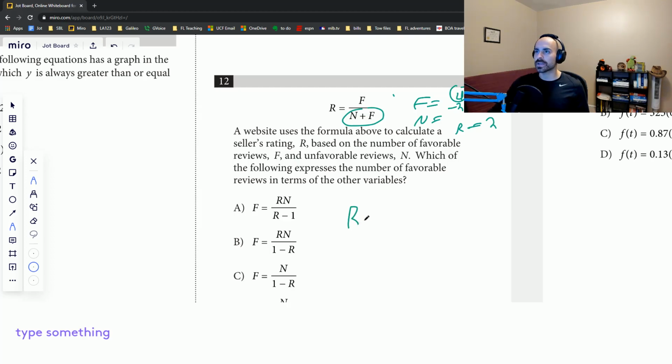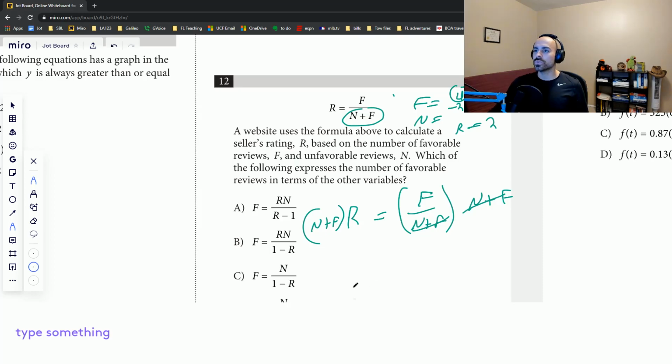So we know that we have to get f by itself. So r equals f over n plus f. First things first, we see a fraction. Let's get rid of that. Let's make this one straight line. So we multiply both sides by n plus f, and then you have n plus f out here.